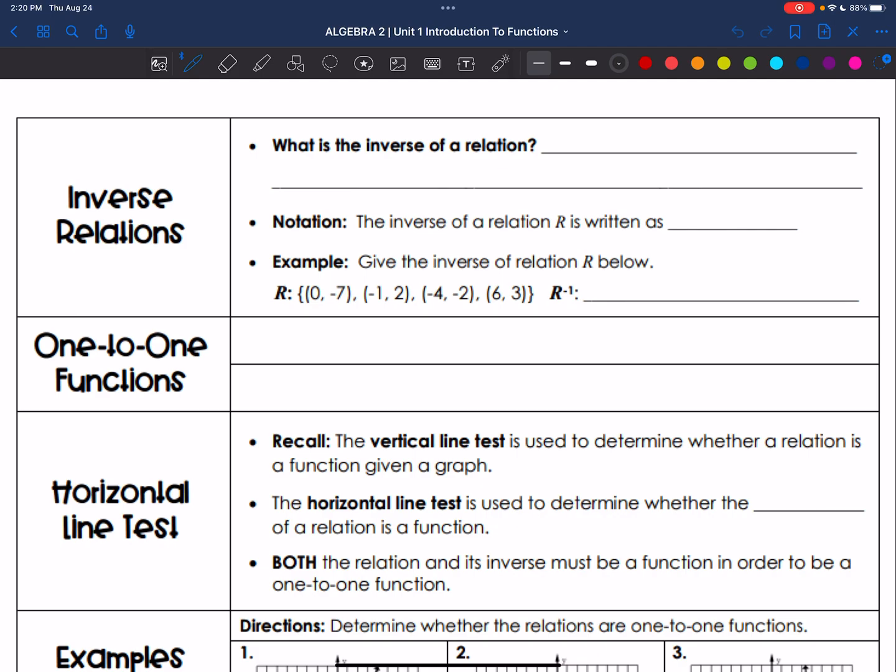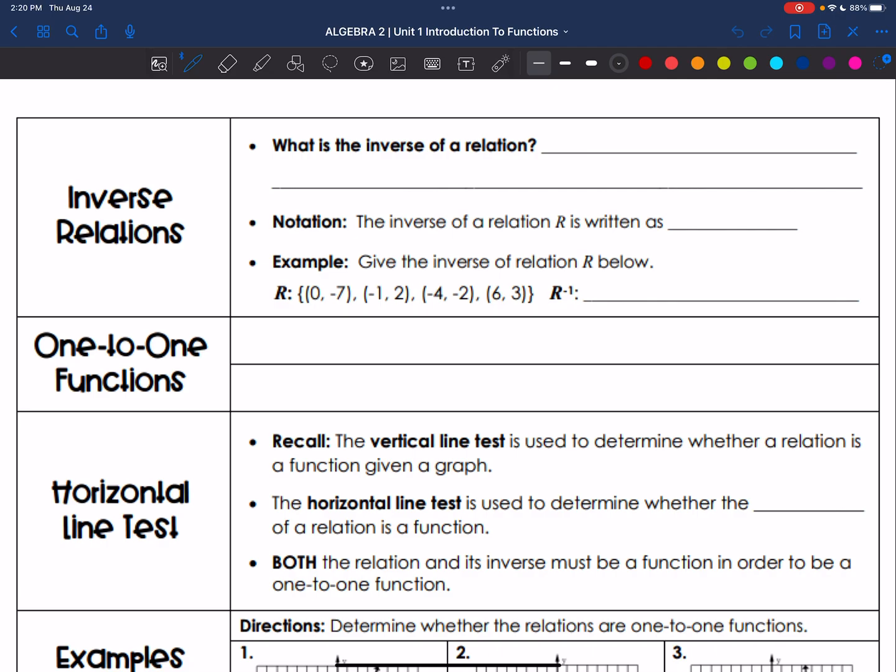In this video, we are going to describe and analyze the relationship between a function and its inverse, including restrictions that we see on domain and range. So let's go ahead and begin. What exactly is the inverse? What do we mean by that?